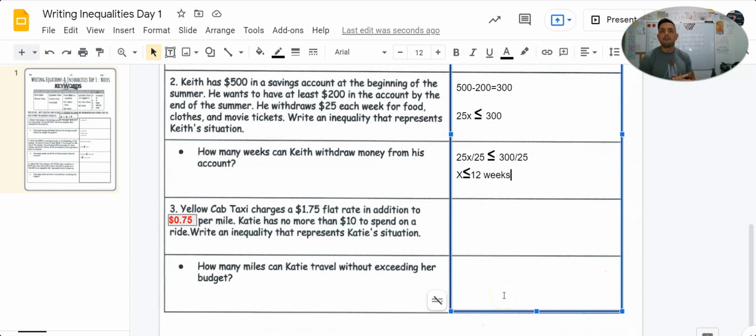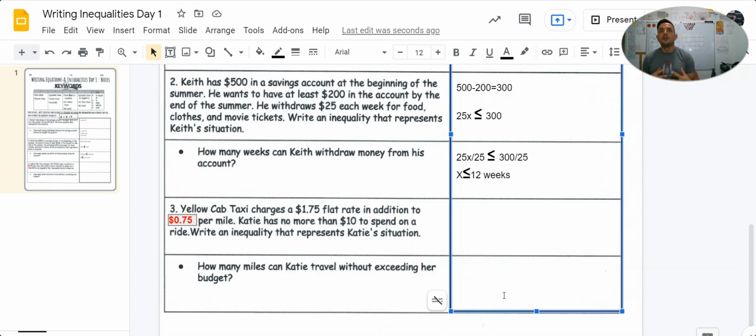And our final example, and this is going to let me know who's actually paying attention and doing the video notes. Notice I made an edit in red there on the left. We're changing one of the numbers in the story to 0.75. So for number 3, it reads, Yellow Cab Taxi charges a $1.75 flat rate in addition to 75 cents per mile. Katie has no more than $10 to spend on a ride. Write an inequality that represents Katie's situation.